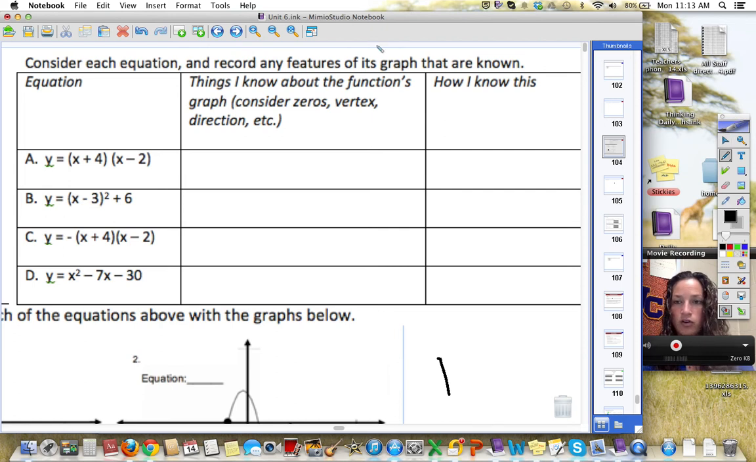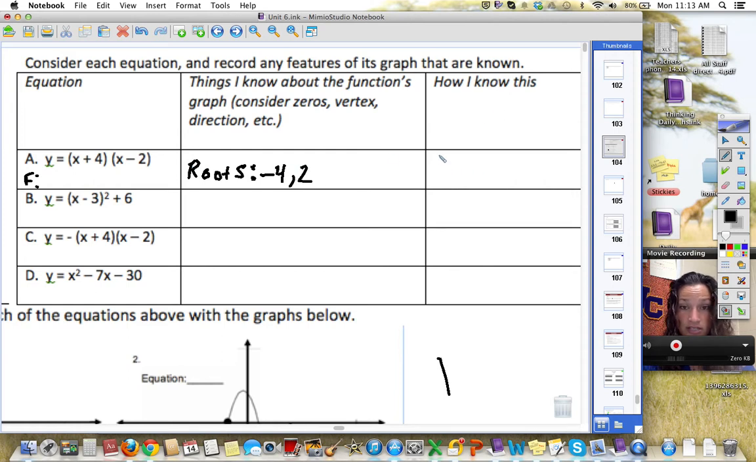Alrighty. So if I'm looking at this, I'm just going to put a little hint down here. When I look at this, I know that this is going to be in factored form. It's two sets of parentheses set equal to y. So things I know about factored form is that if I take each of these and set them to 0, I'll get my roots. So right away I know my roots are -4 and +2.